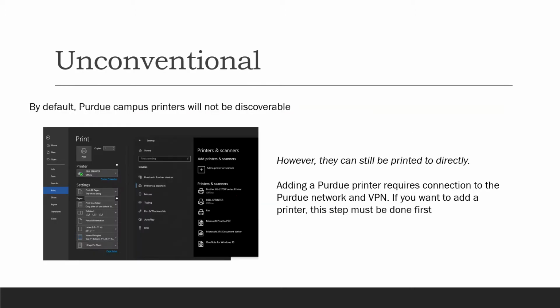Printing the way that you normally have in the past is probably not going to be possible, as printers will not by default show up in your network. However, they can still be printed to directly, as well as being printed on from online, as we will get to later. Adding a Purdue printer requires connection to a Purdue network and connection to the VPN. If you wish to add a printer, then these steps must be done first.